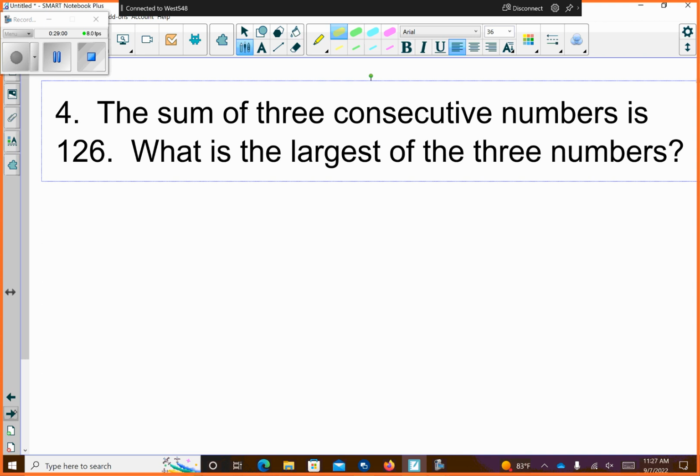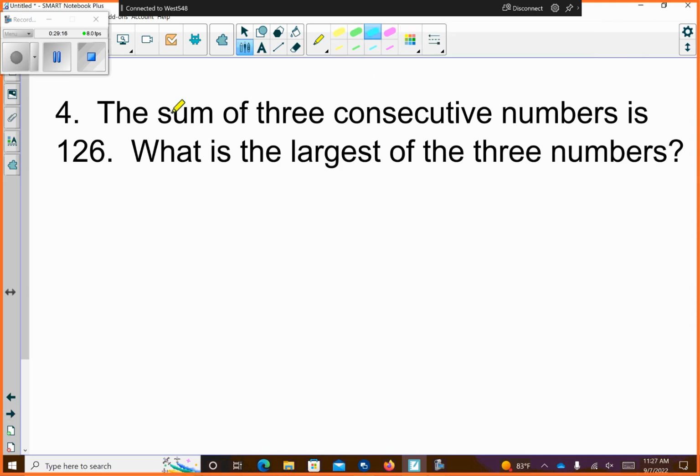All right, so next problem. This is number 4 on page 35. It says the sum of 3 consecutive numbers is 126. What is the largest of these 3 numbers? Okay, so let's highlight a few things. Sum, that's important. 3 consecutive numbers is 126. Are these consecutive even or odd, or neither? It's neither, right?